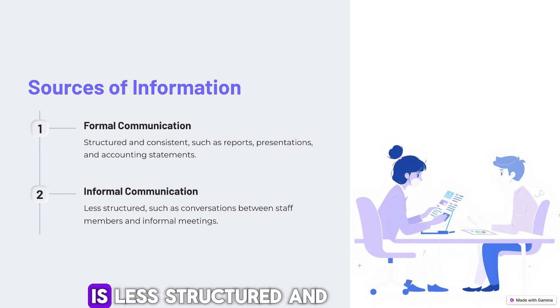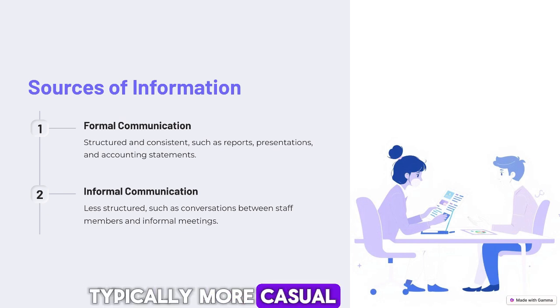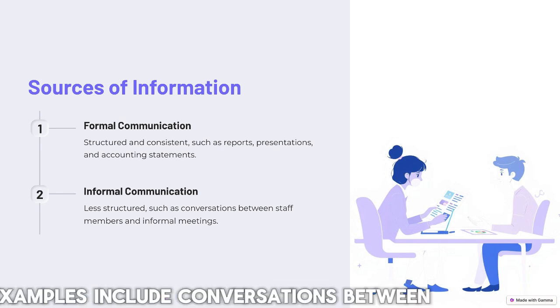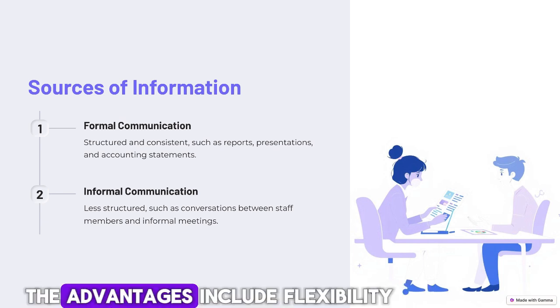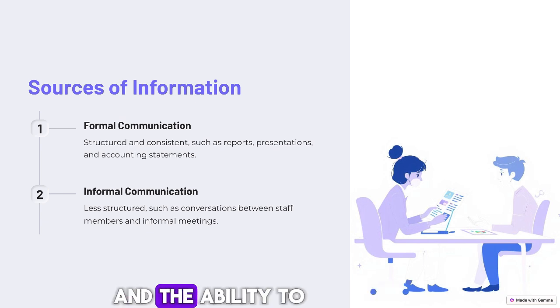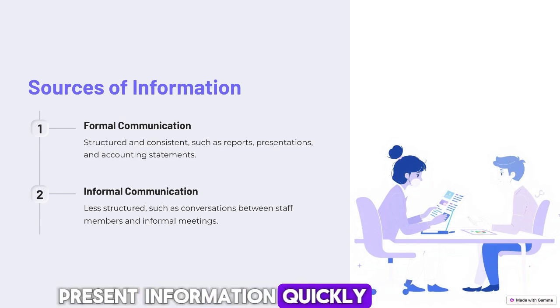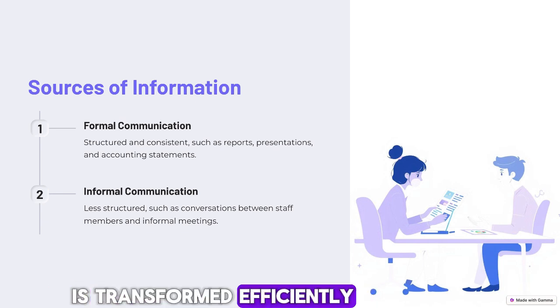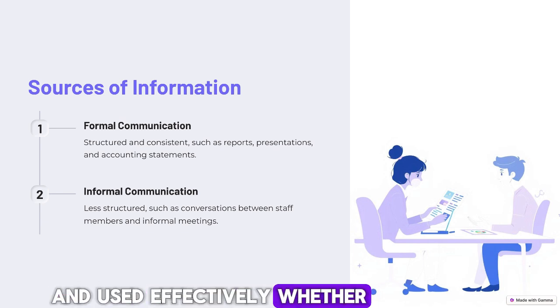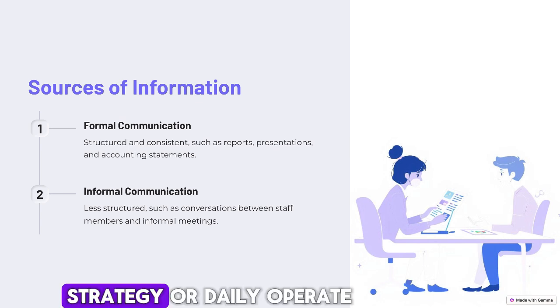Informal communication is less structured and typically more casual. Examples include conversations between staff members and informal meetings. The advantages include flexibility and the ability to present information quickly. These processes and sources help ensure that information is transformed efficiently and used effectively, whether for decision-making, strategy, or daily operations.